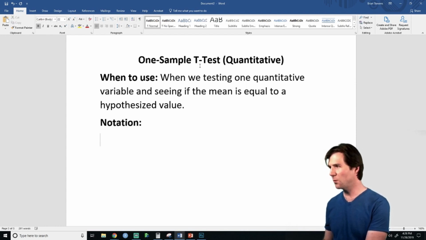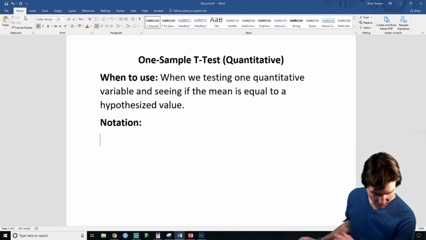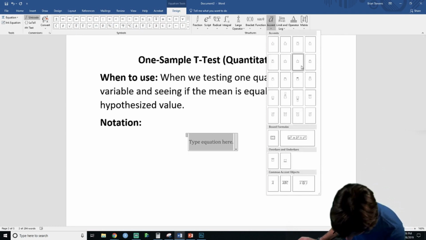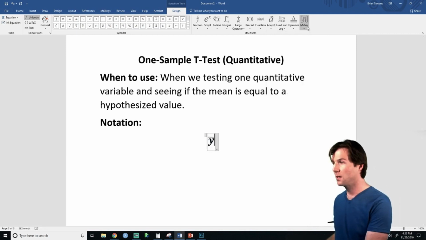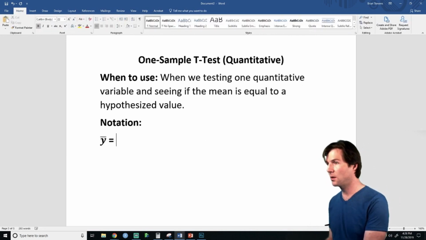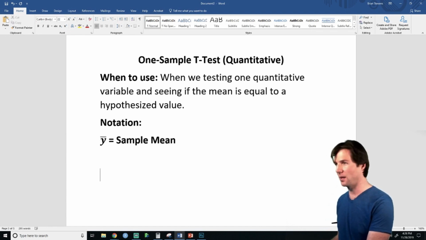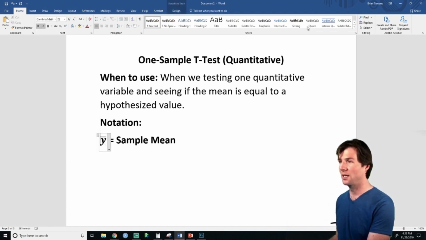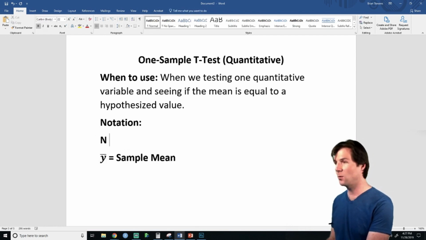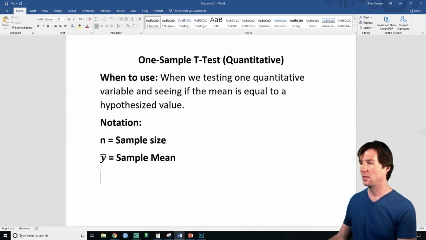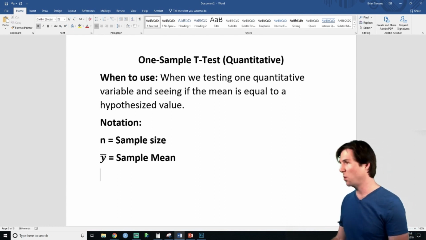Notation. The first thing we probably want to talk about is y bar. So we're going to need to insert some equation stuff right here. Let's go to insert equation and put in a y bar. There we go, y bar. Y bar is the sample mean. You know, we didn't start with our favorite one, the easy one everyone knows. It's lowercase n for sample size. We know what sample size is. So we got sample size and sample mean.